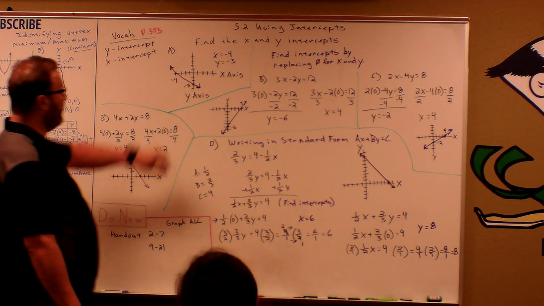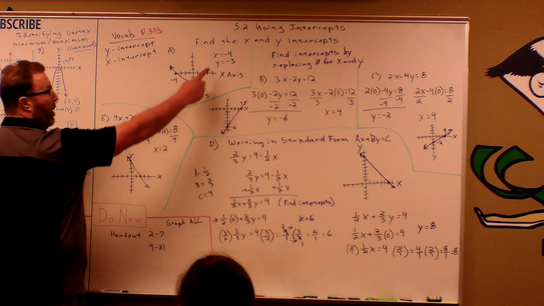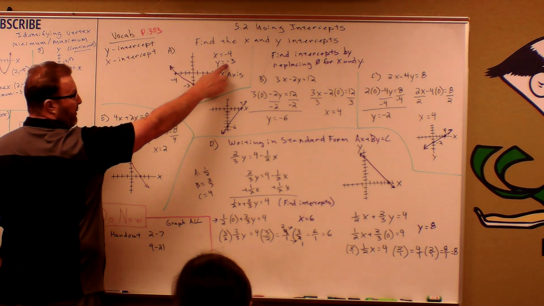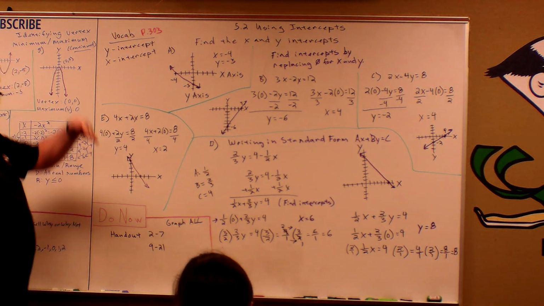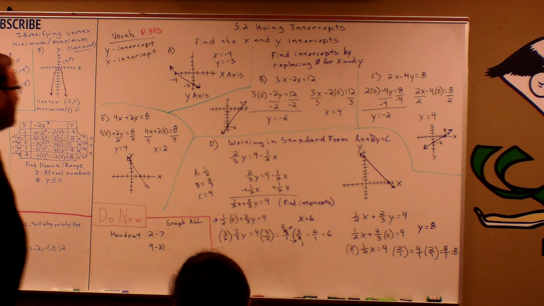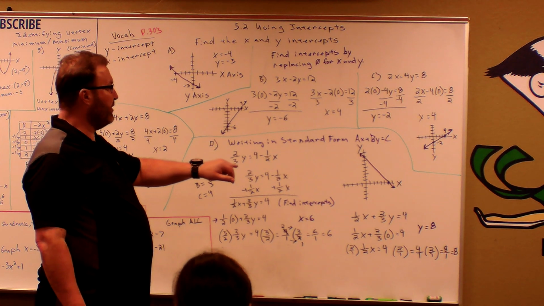Okay, so if we're looking at this first one, our x is -4 and our y is -3. We're going to put a dot on -4, which is right there, and we're going to put a dot on -3, and then we're going to connect those lines up. That's all this section is. Okay? Good talk.